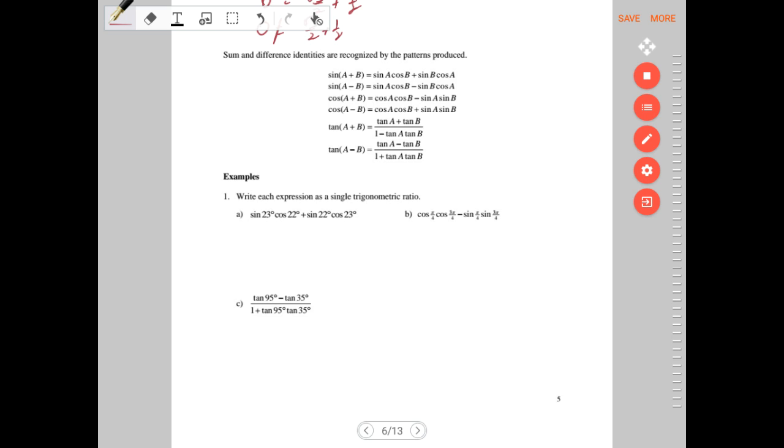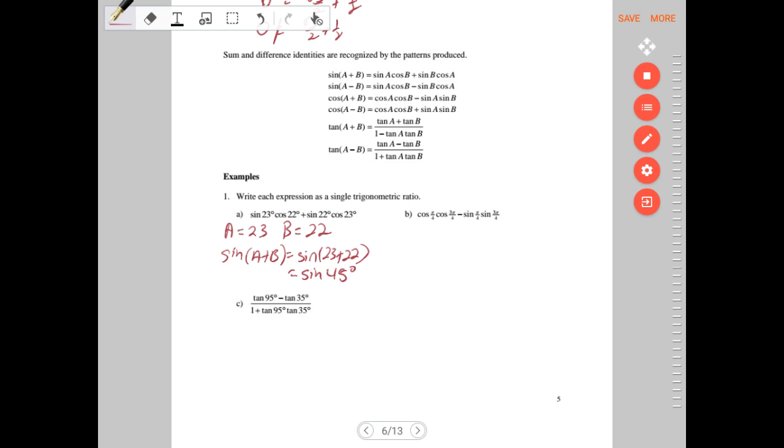Okay, let's try some examples. Write each expression as a single trigonometric ratio. So if you notice, it's sine cos plus sine cos. And the angles switch. So it's 23 and 22, and then 22 and 23. So which of the 6 up here have that pattern? Well, it looks to me like it's the same as the first one. So in this case, A is going to equal 23, and B is going to equal 22. So this is the same thing as sine of (A plus B), which is sine of (23 plus 22), which is the same as sine of 45 degrees.